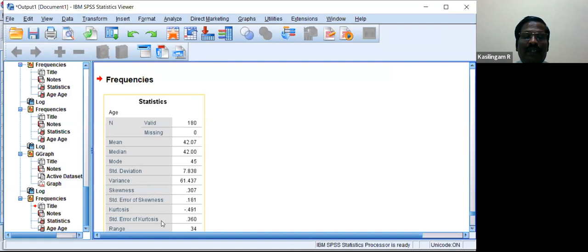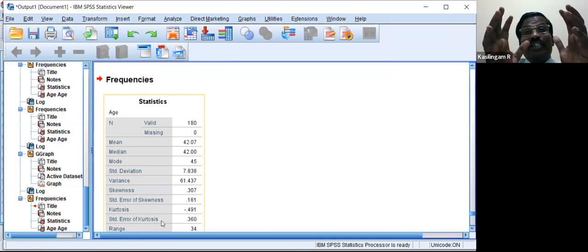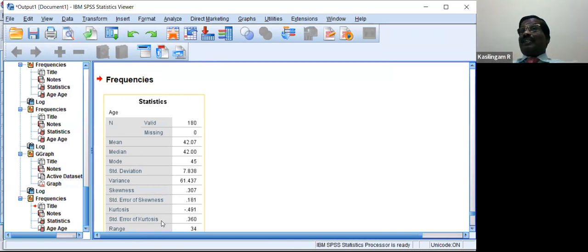By looking at the skewness and kurtosis, we can find out whether the data is normally distributed. Dispersion is how the data is moving away from the mean, how it is spread. Distribution is how it is distributed, whether there is skewness or kurtosis. Based on that, we can decide whether the data is normally distributed or not.